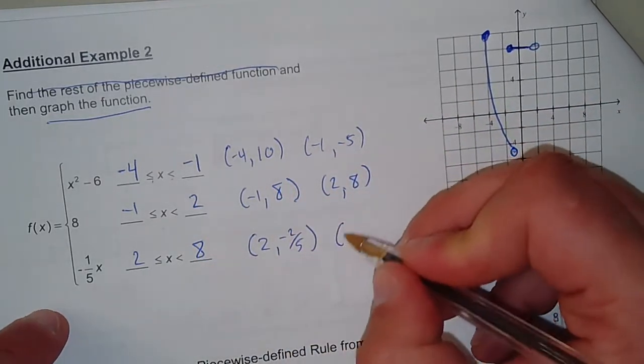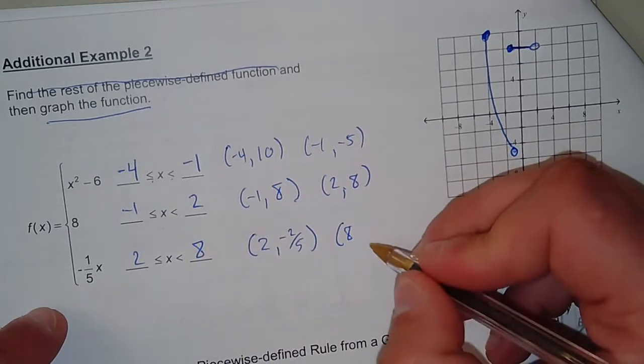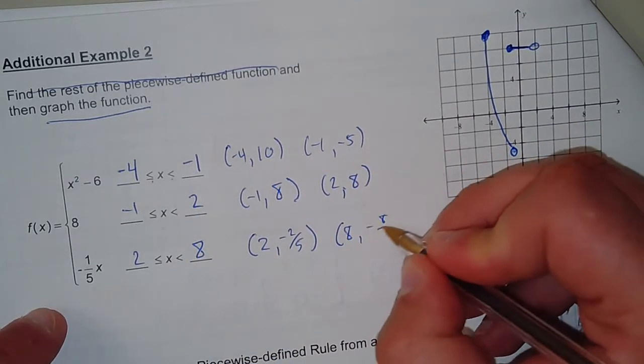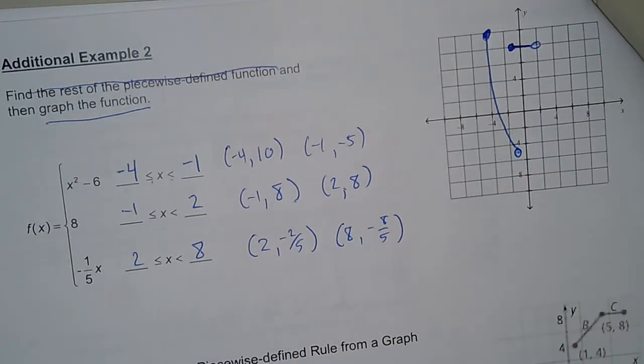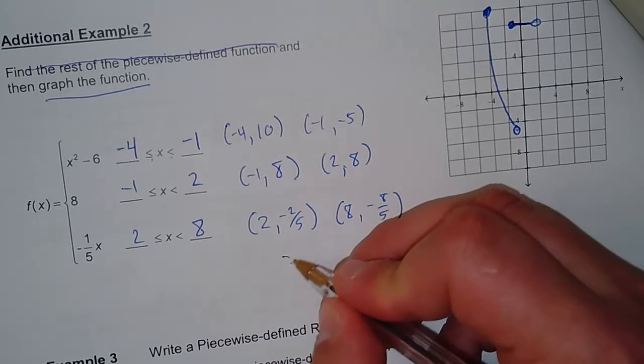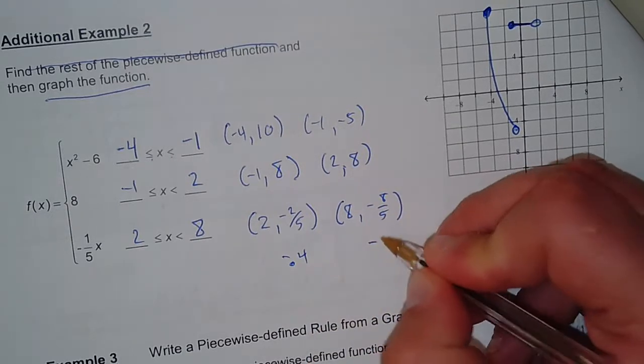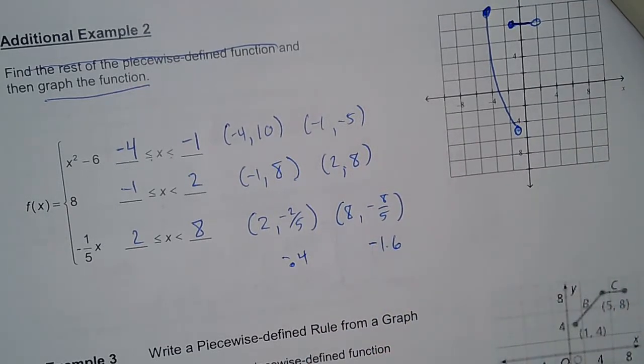And then for 8 times negative 1/5 is negative 8/5. Now, if you really struggle or you really hate fractions, you can convert those to decimals if you want. That's negative 0.4. This would be negative 1.6. Feel free, if you want to divide those, you can. It does make it easier to graph, I'll be honest.